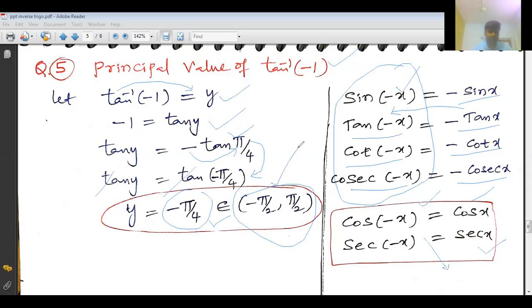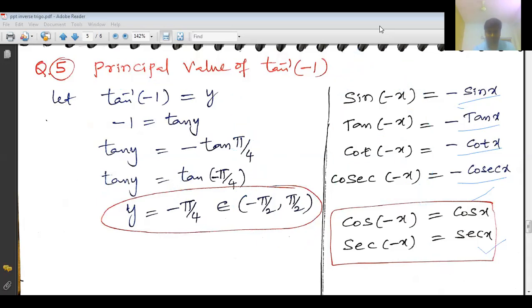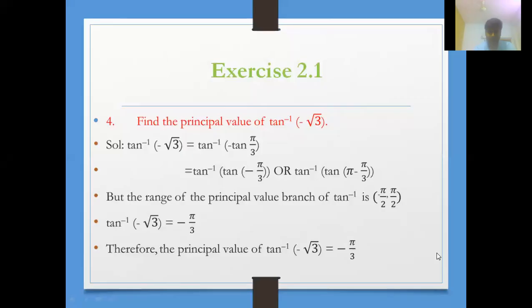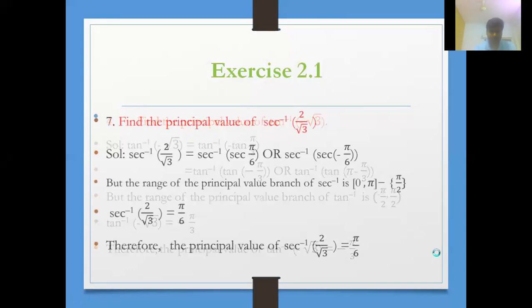So always, before solving any problem in inverse trigonometric functions, first of all we have to make sure that the result is coming in its range or not. That is very important in this. Okay, so let us go for the next problem. Now, this we have solved. Let us go for question number 7.